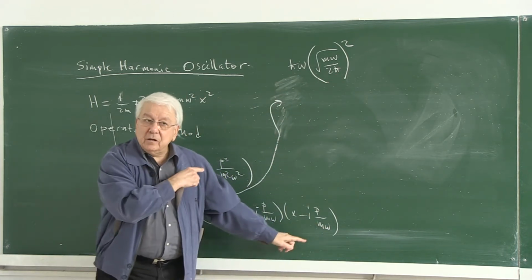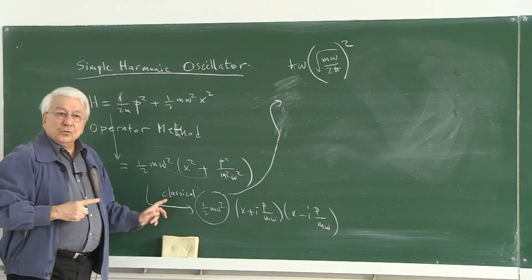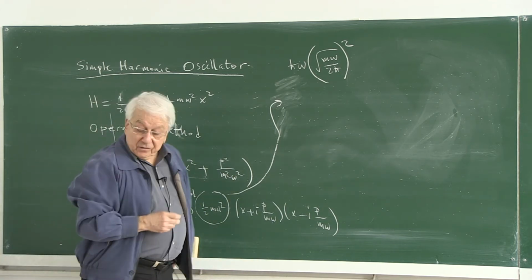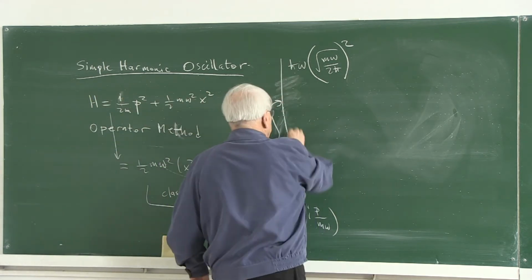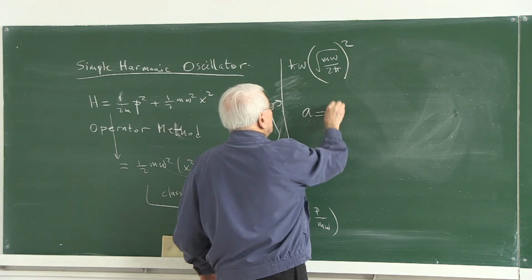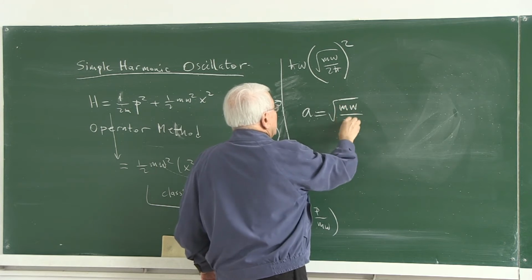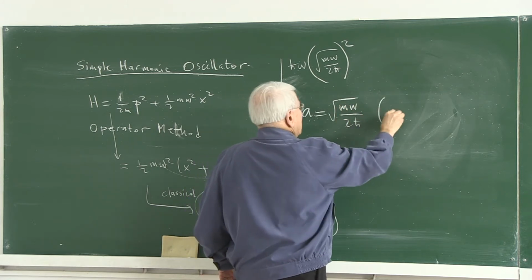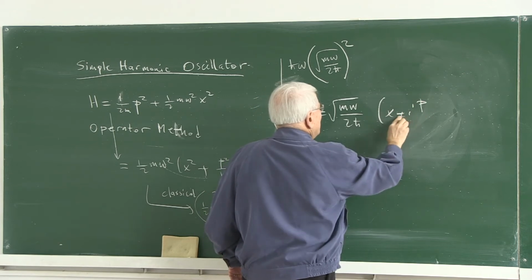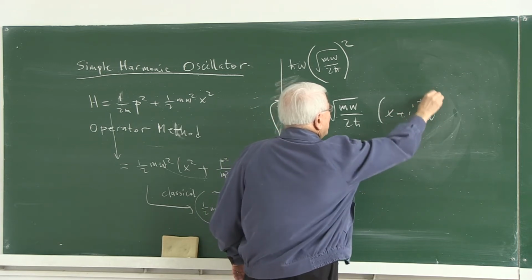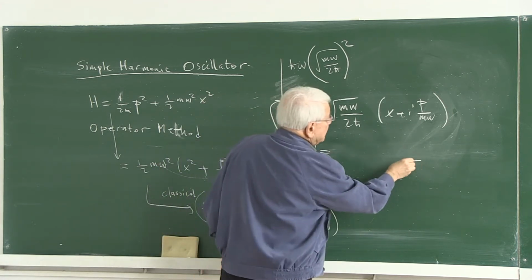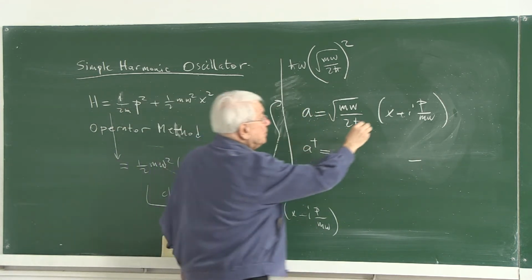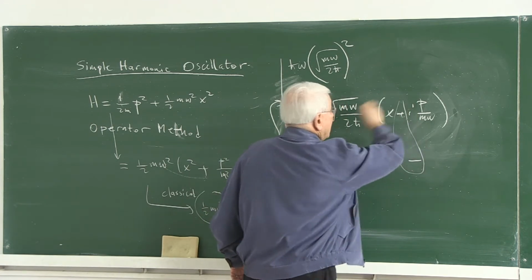It gives you, we are still in classical, mind you, that's a very important thing. It enables you to write the following definition, to introduce the following definitions. You will see the advantage of those definitions. Square root of m omega over 2 h bar, x plus i p over m omega, and of course the dagger of this simply is the minus sign in here. Everything is the same.